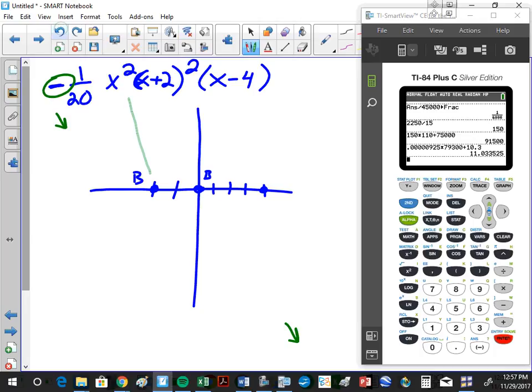Oh, what does the 1/20th do? Makes it shorter, which appears wider. So instead of coming in really steep, I'm going to come in at more of an angle. And I need to bounce off that. And then bounce off that. And then go down. Does that make sense? Okay.